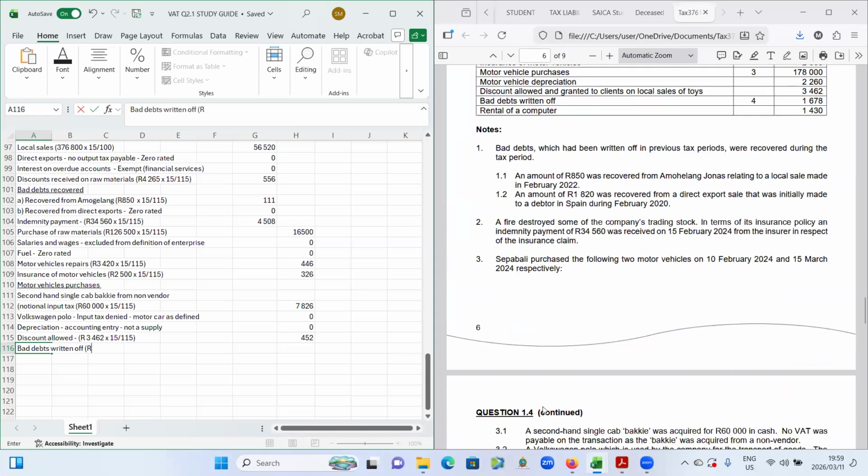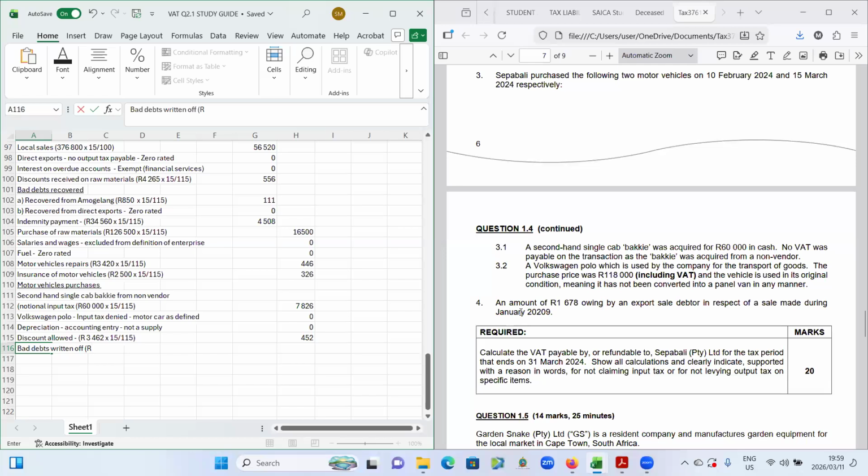Therefore, let's go to note number 4. An amount of 1,678 owing by an export sale debtor in respect of a sale made during January 2020. It's a crazy year. So what are the VAT implications on this one? Should we claim input tax? It's zero rated, isn't it? It's exports.